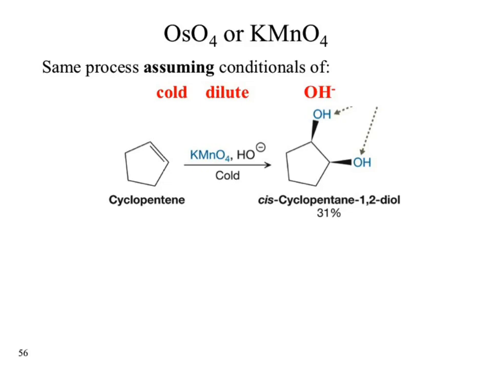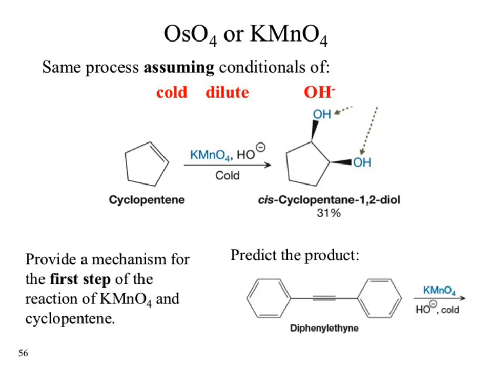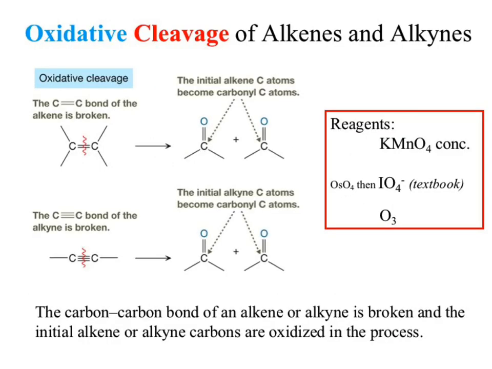If it's cold and dilute, it directly coordinates just like the osmium tetroxide, okay, and can eventually get cleaved out with the cis diol forming. Okay? Don't stress about the first step and don't stress about the product for that one. Okay. So the next part can come into oxidative cleavage.